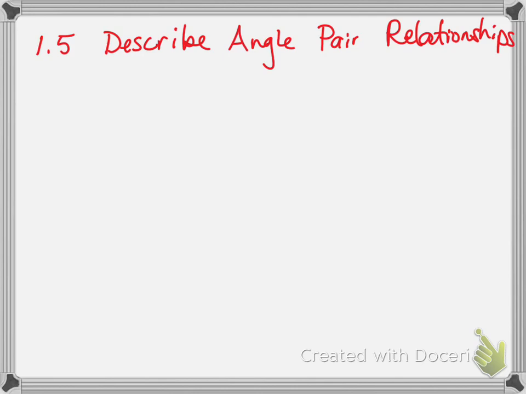So when two lines intersect, we have different angle pairs that are formed, and sometimes just two separate angles have certain relationships. So the first one is complementary angles.